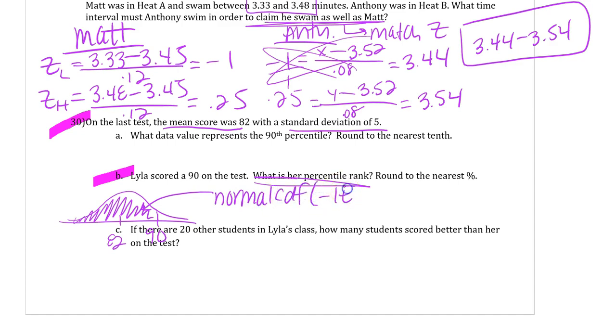Her lower bound would be negative infinity. Upper bound would be a 90. Mean is an 82, and standard deviation was a 5. So this is what you plug in your calculator, and you end up getting like 0.945, which means she scored at the 95th percentile.